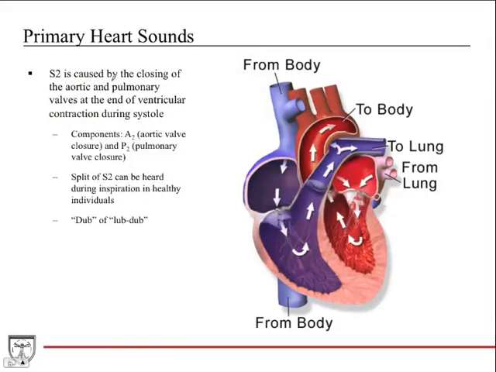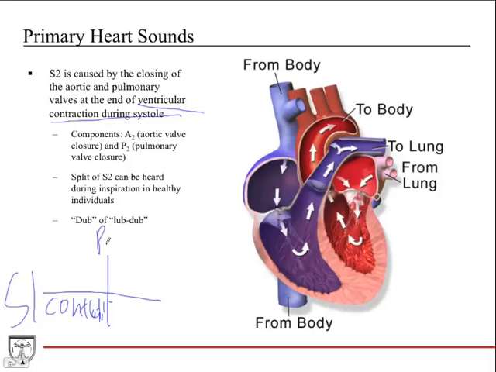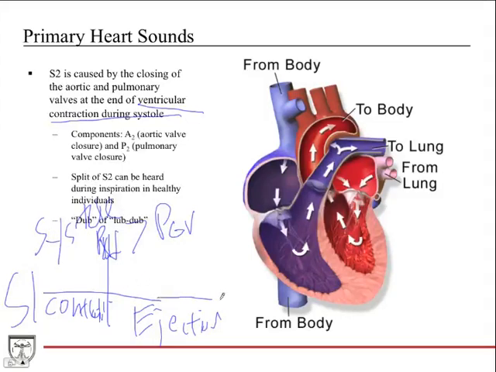S2 is caused by closing of the aortic and pulmonary valves at the end of ventricular contraction during systole. So you have your S1 where the valves close. You have isovolumetric contraction. Then the pressure in the ventricles gets greater than the pressure in the great vessels, and you have the ejection phase. This is all systole, by the way. And then you get back here, and the pulmonic and aortic valves close, and that's what gives you your S2, okay?